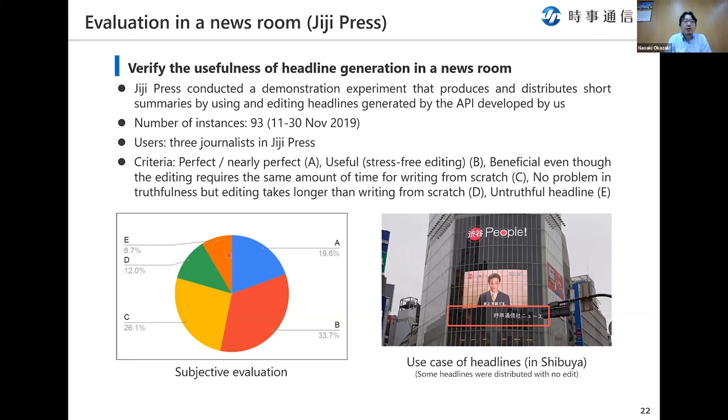So in total, we found that 80% of headlines generated by our method are useful. And if the news headline is categorized into A, then this headline may be broadcast on digital signage in Shibuya like this.